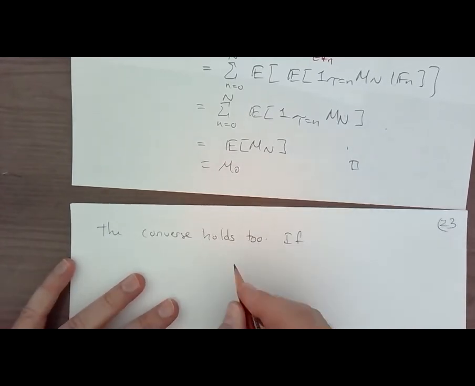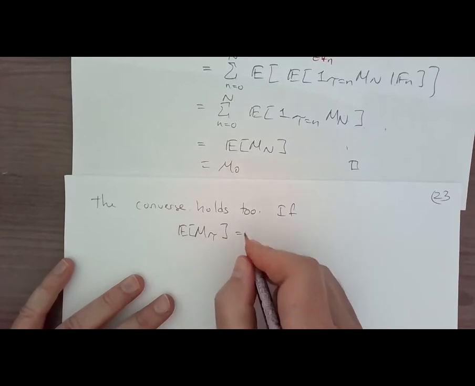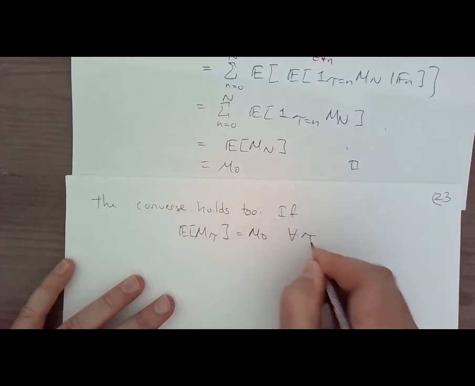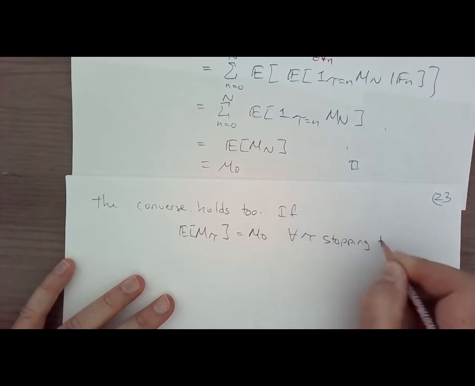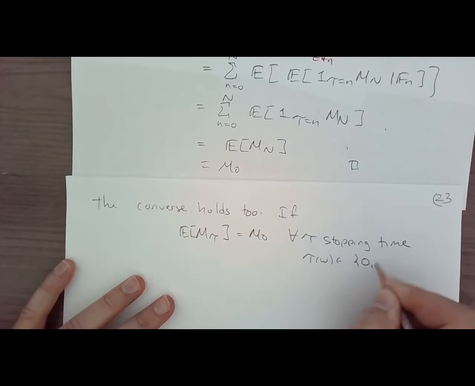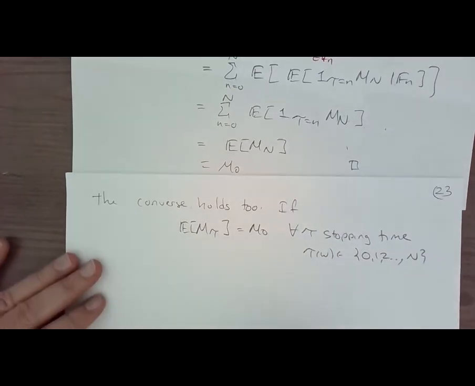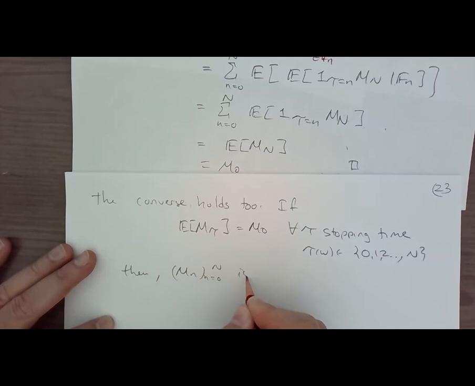If the expectation of m tau is equal to m0 for any stopping time tau, where tau of omega takes values up to n, if this is true, well, then mn is a martingale. And that was the missing piece.